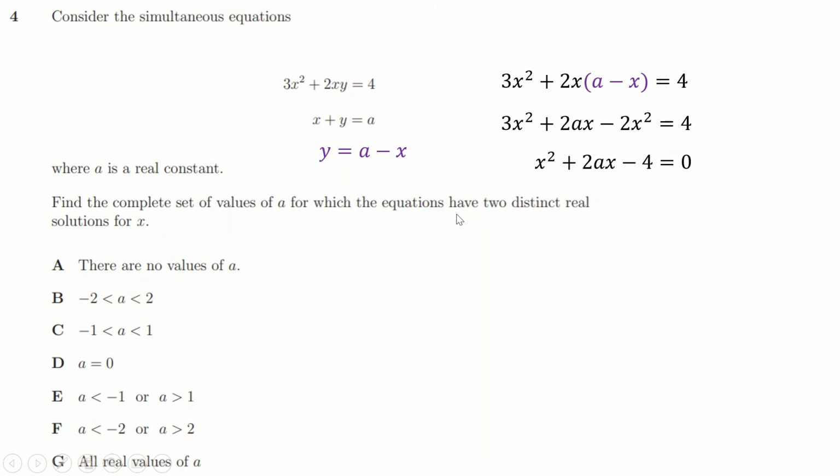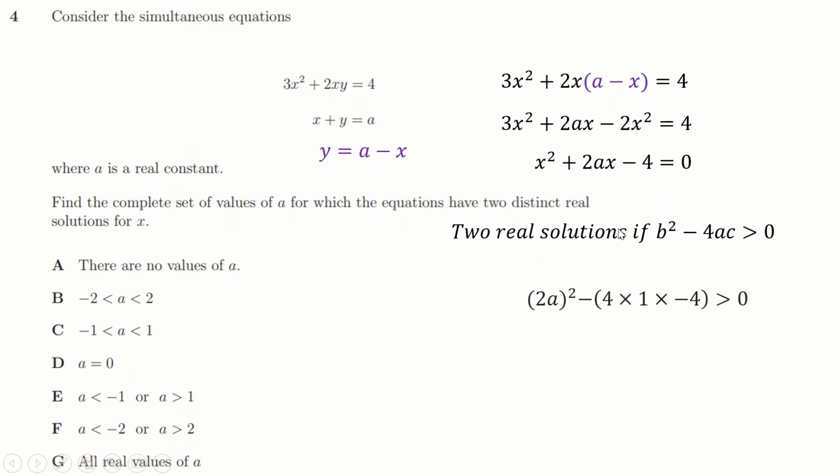I'm looking for when this quadratic has 2 distinct real roots. In other words, when the discriminant is bigger than 0. The discriminant being b squared minus 4ac. So b is this term, a is this term, and c is the minus 4. So b is that, minus 4 times a, which is 1, times c, which is minus 4. Sort this out.